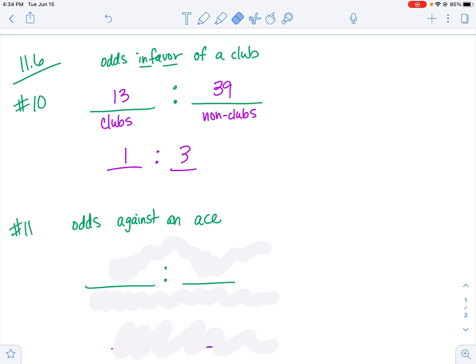So really the odds in favor of you getting a club is 1 to 3. 1 club to 3, that is everything not a club, right? And that should kind of make sense. The clubs make up 1/4 of the deck, one part, where there's 3 other parts that aren't clubs.